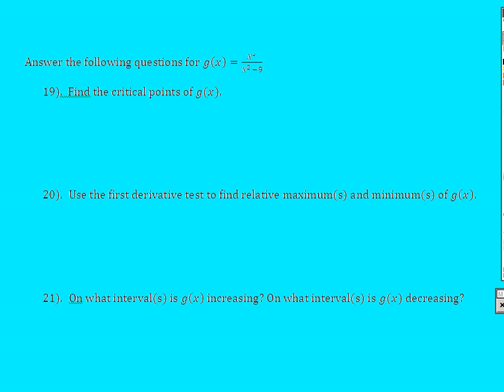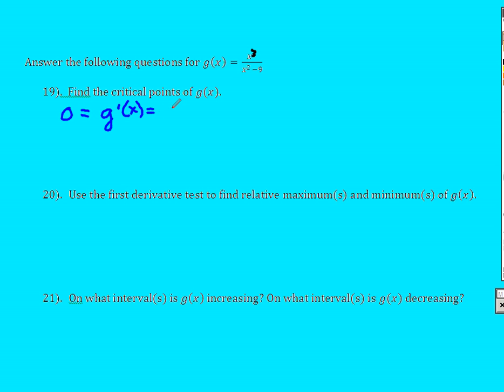Let's look at another one. We have y, or f of x, equals x cubed over x squared minus 9. So I'm trying to get you one of each to look at. One is a polynomial, one is a rational. To find critical points, again, we need to take a derivative. So I'm going to take g prime of x, and I'm going to set it equal to 0.